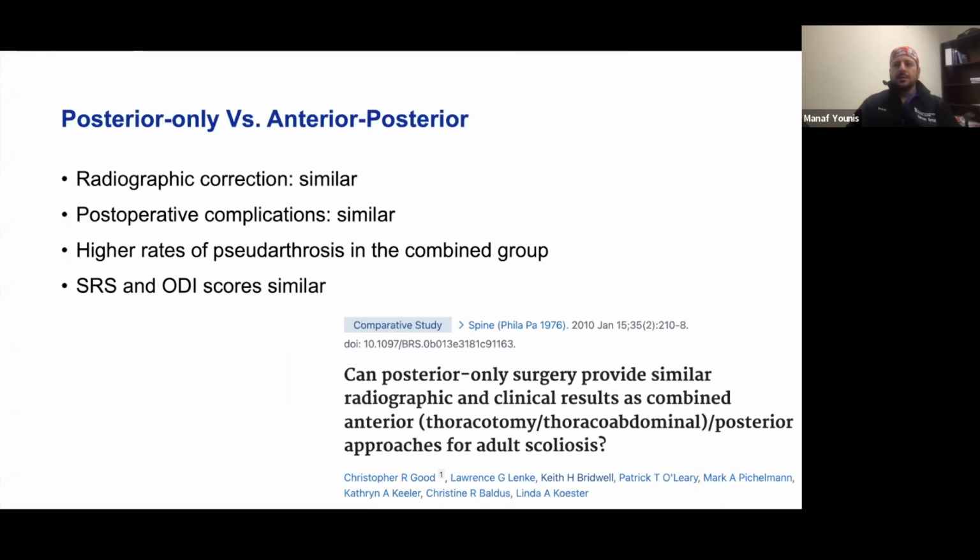Good et al. retrospectively compared the clinical outcomes of 24 patients who underwent combined fusion with 24 patients who underwent a posterior-only approach at a minimum of 2-year follow-up. The study concluded that both groups demonstrated similar postoperative radiographic correction and alignment, along with no significant difference in postoperative complications. Despite the insignificant higher rates of pseudoarthrosis in the combined group, the patient-reported outcomes were similar and demonstrated significant improvement from baseline.